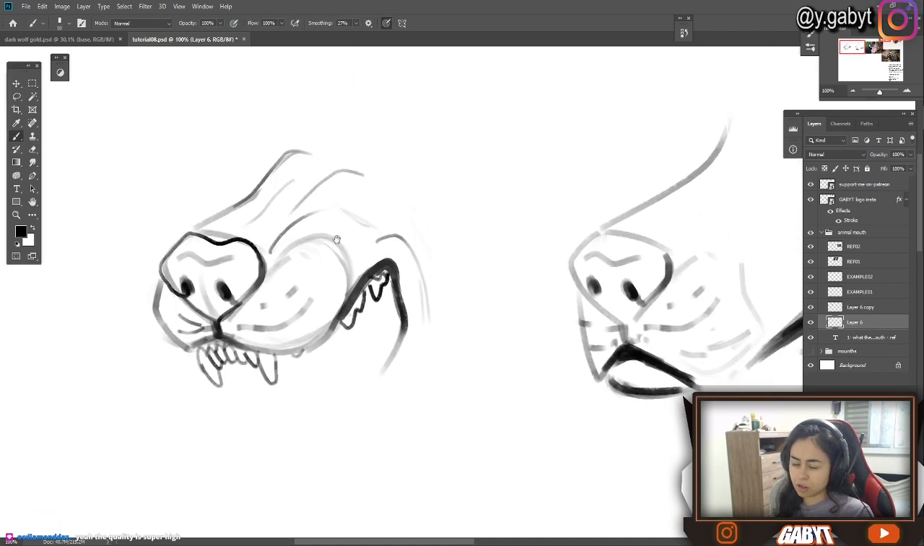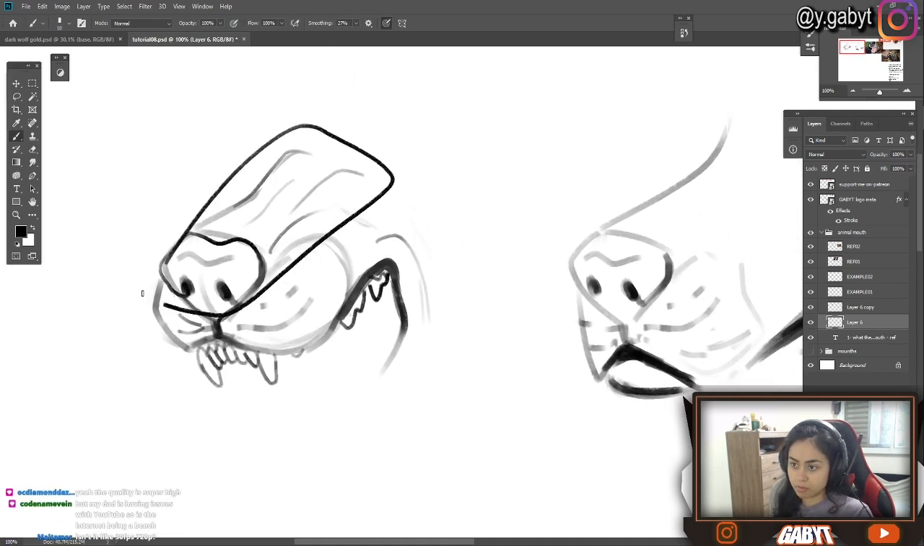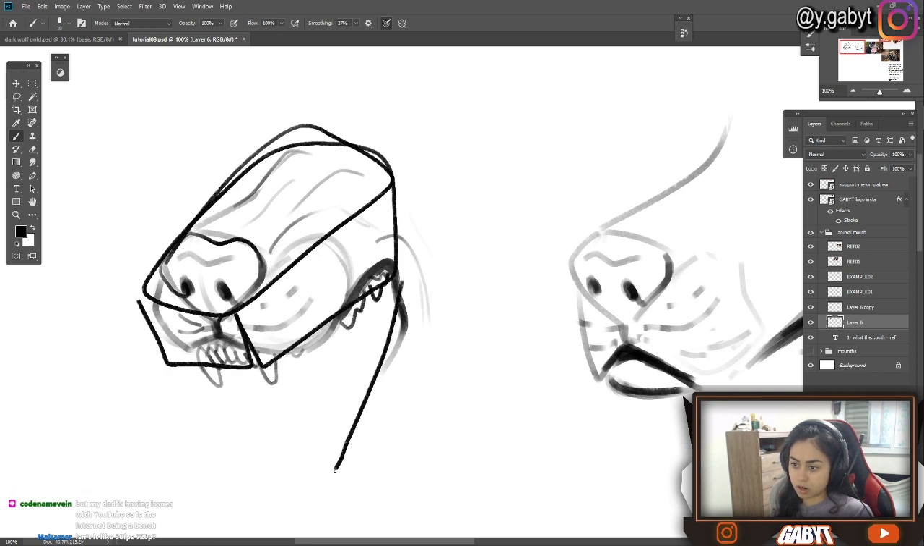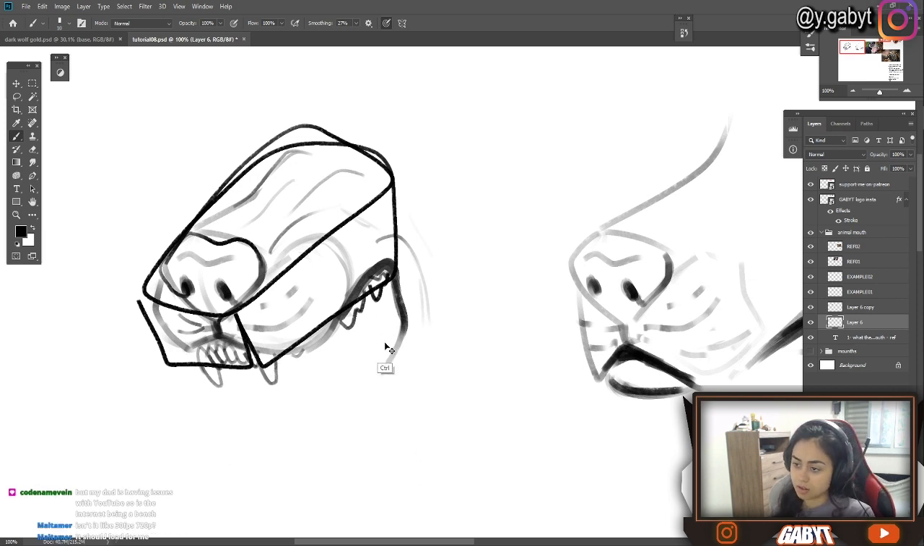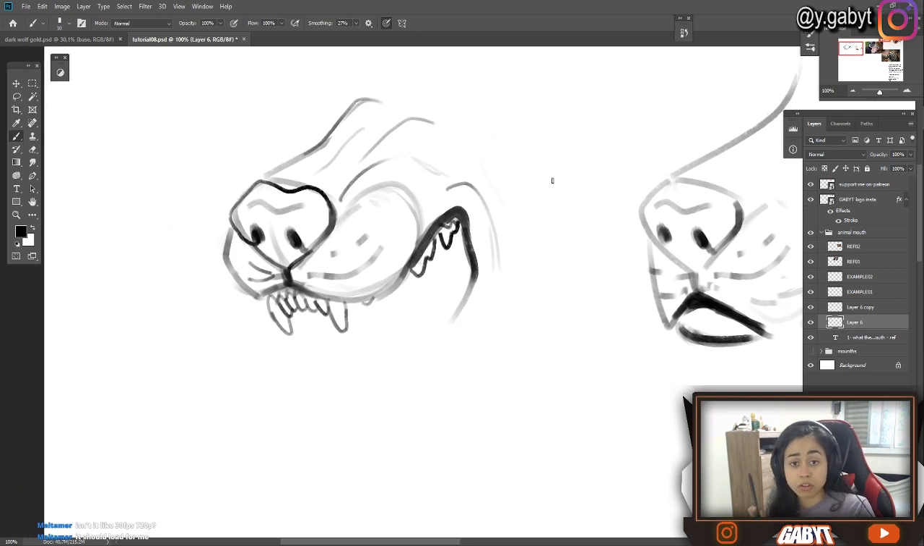Here, remember to follow the bones. Big bone, big bone, big bone. So here, also a big bone. Do you see here? The mouth. Yeah, you can see it. Always follow the perspective.